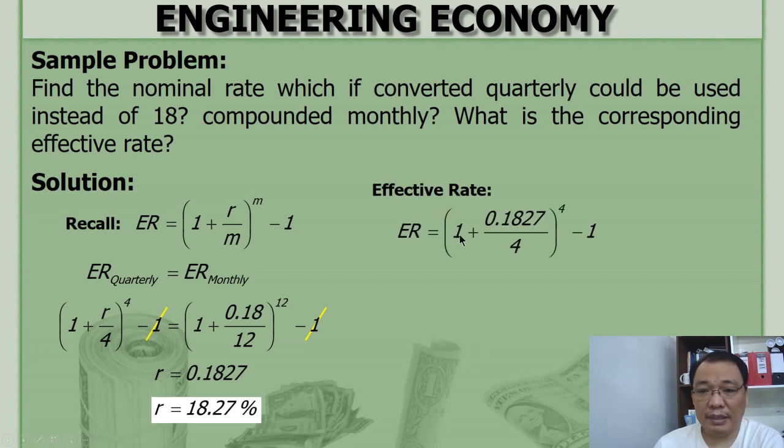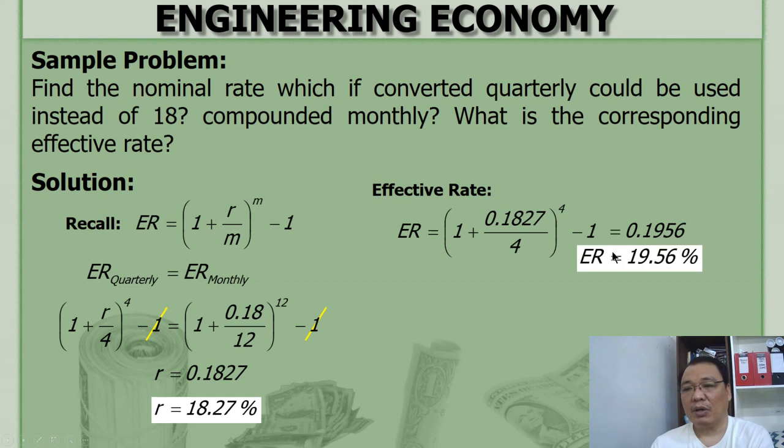The effective rate is 1.1827 over 4 raised to 4 minus 1, or simply 19.56%. Same result if you use the monthly to get the effective rate. So 1 plus 0.18 over 12 raised to 12 minus 1. It's the same. It's 0.1956.